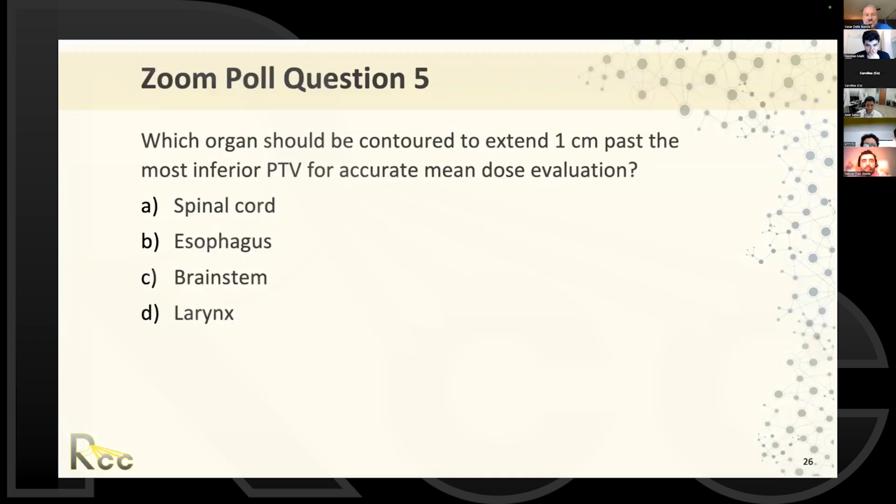Which organ should be contoured to extend 1 cm past the most inferior PTV for accurate mean dose evaluation? A is the spinal cord, B, the esophagus, C, brainstem, D, larynx. I have one question. The 50% isodose curve, how many centimeters from the PTV must it fall? I can start with the answer, and then Dr. Malik and Dr. Safavi, you can add.